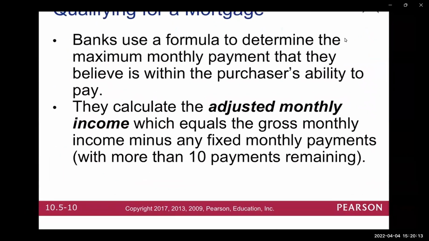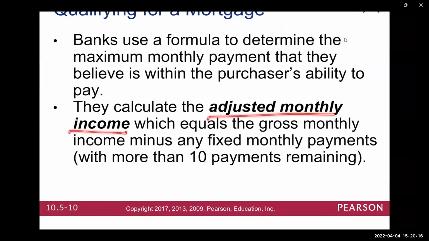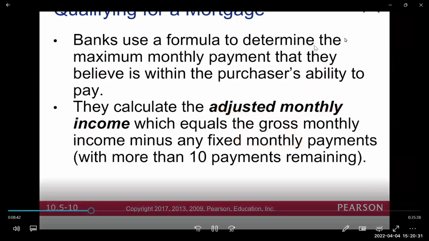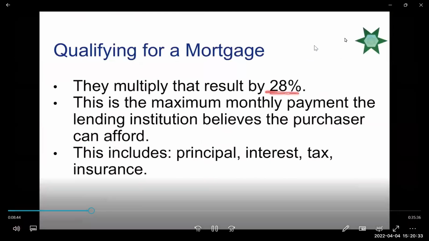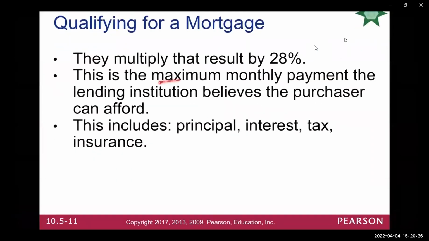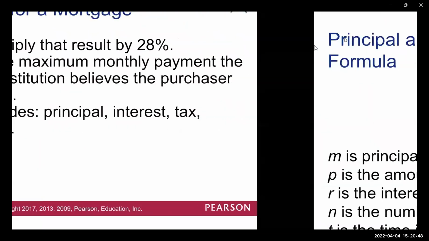So they calculate your adjusted monthly income, however much money you make per month, minus fixed monthly payments, like if you own a car or if you're making other payments. They subtract that from your monthly income to see how much you can afford. And then they multiply that by 0.28, and that's the maximum monthly payment that they believe you can afford. If you meet that requirement, then they'll give you the loan. If you don't meet that requirement, then they won't give you the loan. All right, so that's how it works.